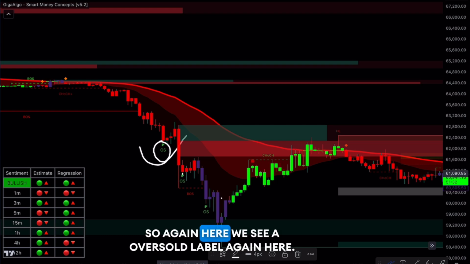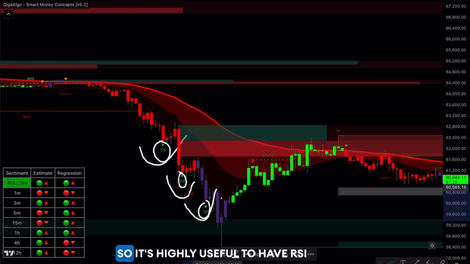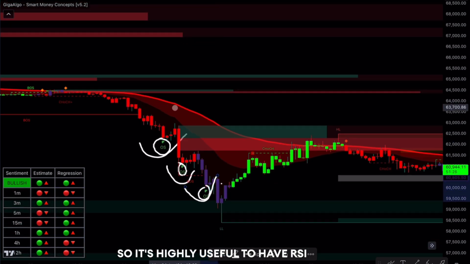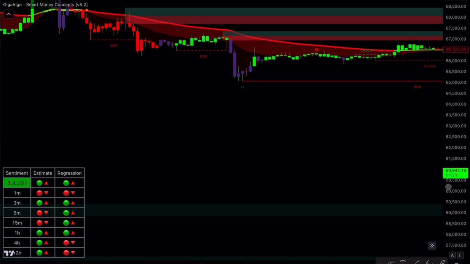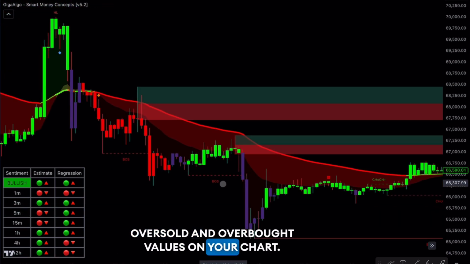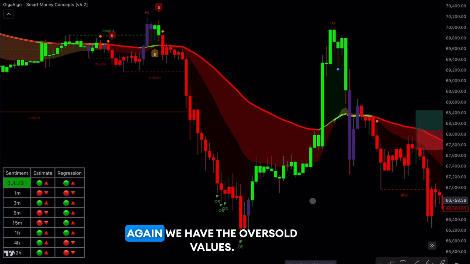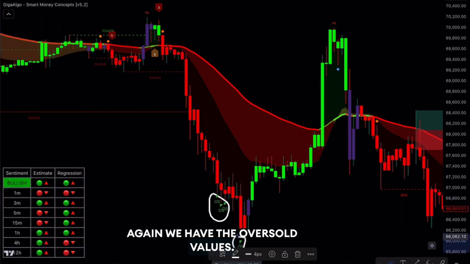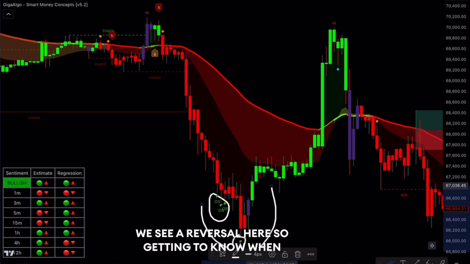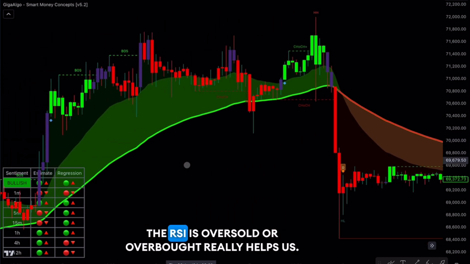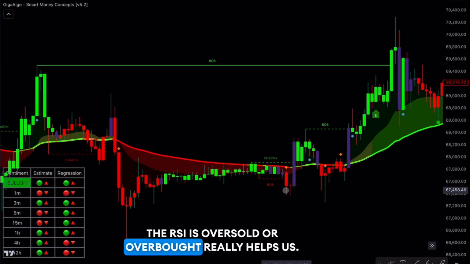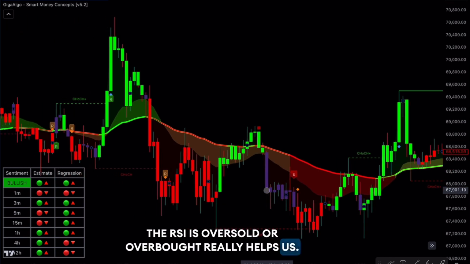So again here, we see an oversold label. Again here. So it's highly useful to have RSI oversold and overbought values on your chart. Again, we have the oversold values. We see a reversal here. So getting to know when the RSI is oversold or overbought really helps us.